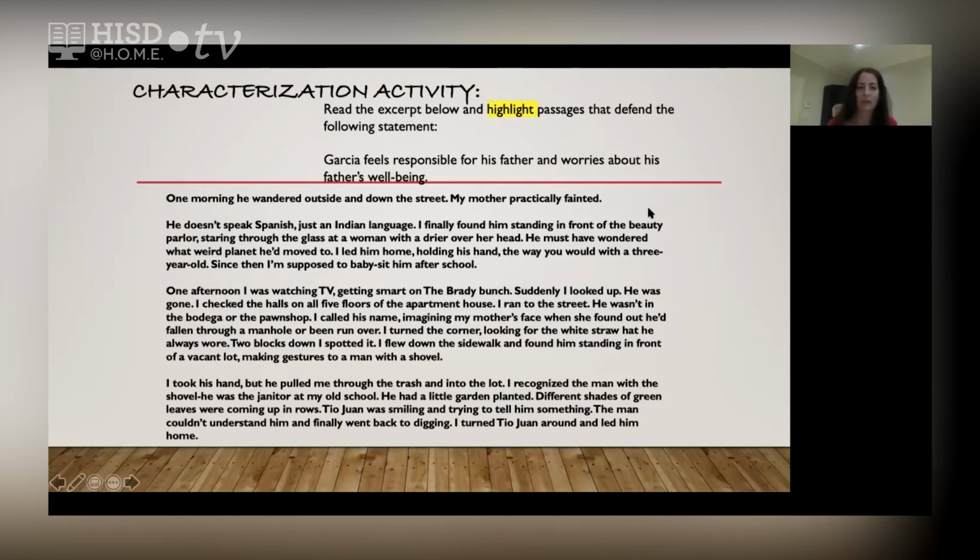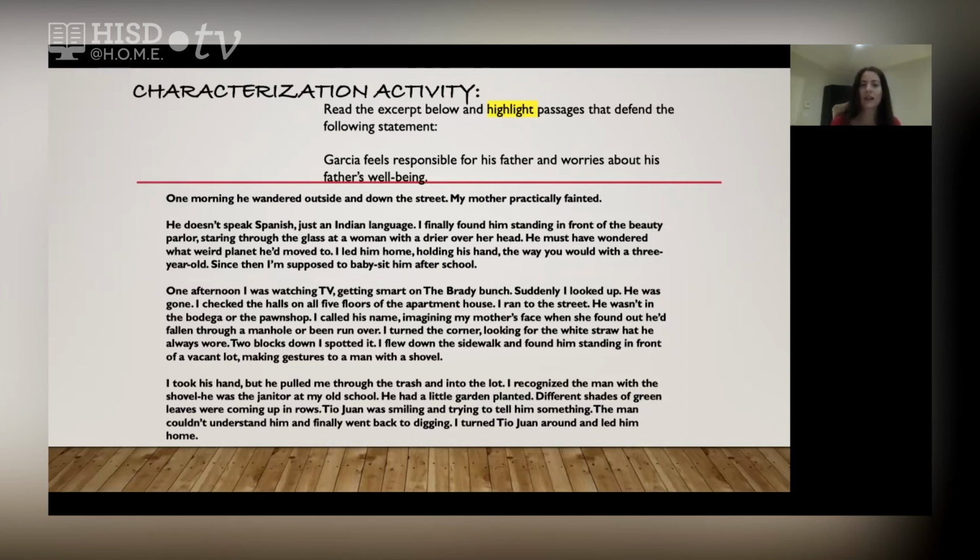I recognized the man with the shovel. He was the janitor at my old school. He had a little garden planted. Different shades of green leaves were coming up in rows. Tio Juan was smiling and trying to tell him something. The man couldn't understand him and finally went back to digging. I turned Tio Juan around and led him home.